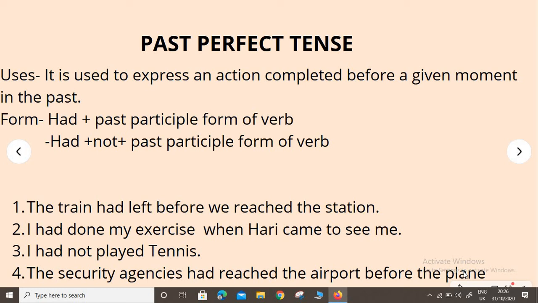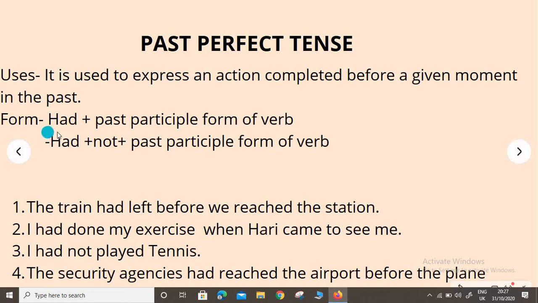So this way, past perfect tense refers to the action completed before another action, or sometimes it expresses an unfulfilled wish, as in, I wish I had won the election. Or sometimes it denotes an action or an event which has been completed before some time. For example, by evening, I had completed much work. That means I am hoping that by evening, I would be able to finish a lot of work. So, past perfect tense refers to an action completed before a given moment in the past.